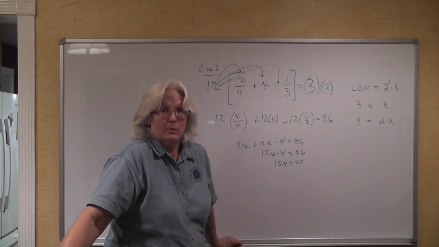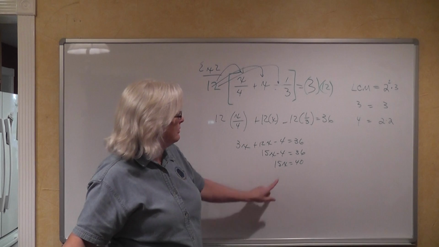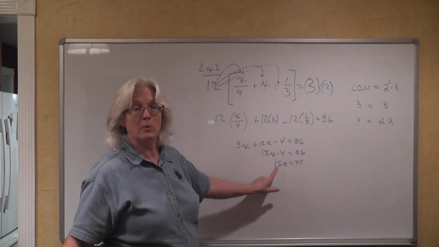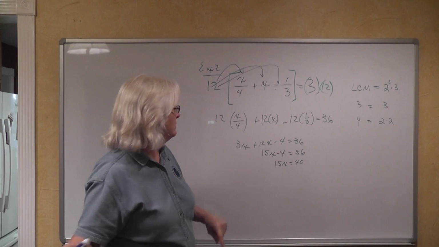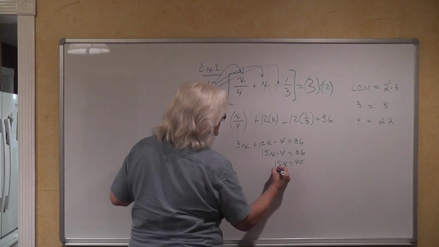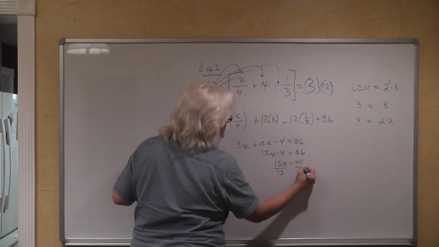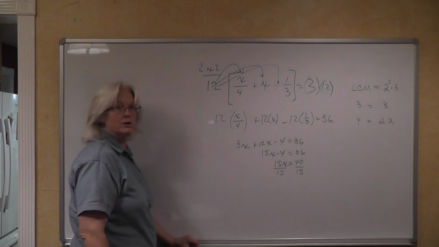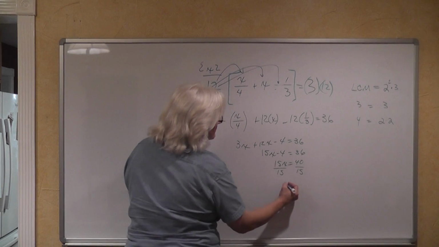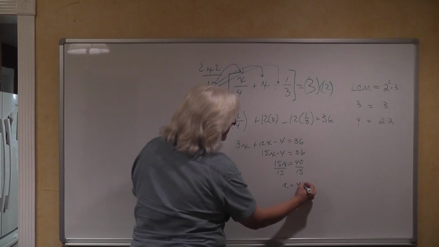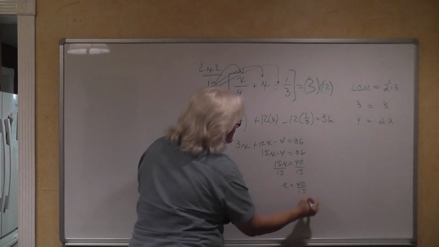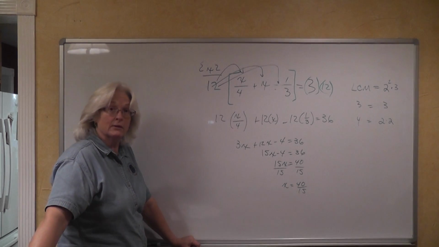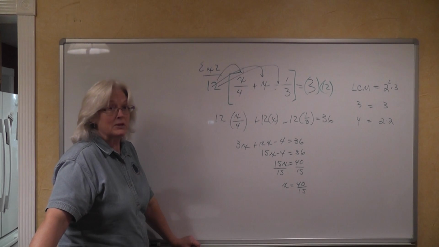I don't care what 15x is equal to. I only care about 1x. I've multiplied x by 15. The inverse of multiplication is division, so we are going to divide both sides of that equation by 15. x is equal to 40 over 15. Is that correct? Well, it's correct, but it's not complete.